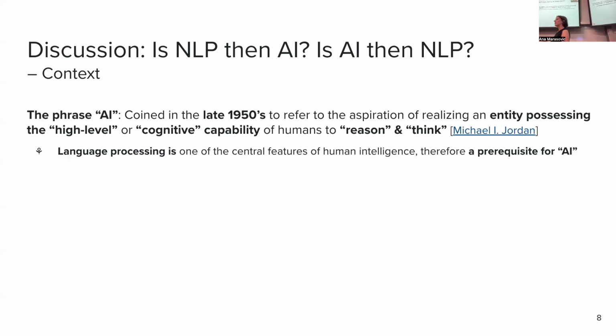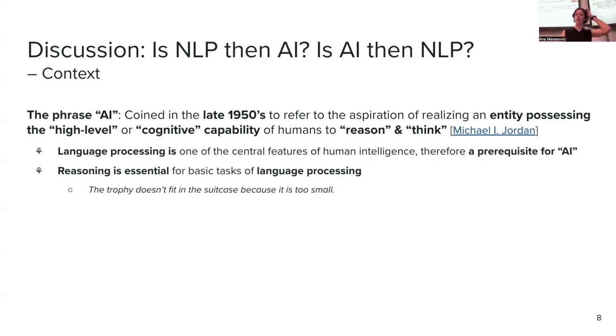And I want to immediately bring a connection with NLP here. Language processing is one of the central features of our human intelligence, and therefore it is deemed a prerequisite for AI. So if you want to build that computer program that mimics the behavior of people, it should have the ability to understand and use a human language. On the other hand, reasoning is necessary for language processing.